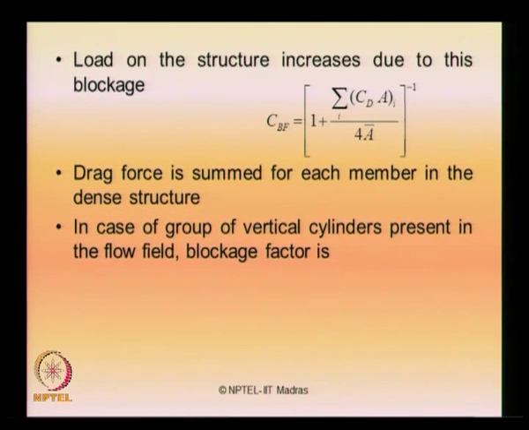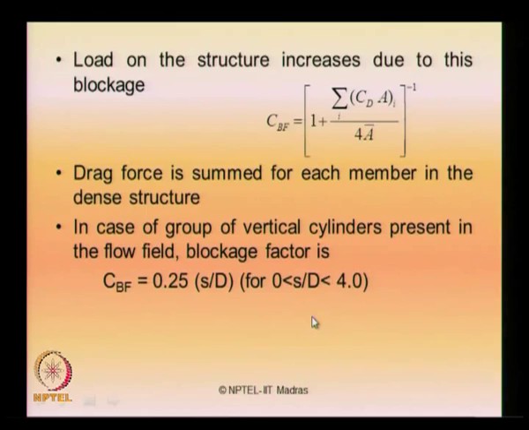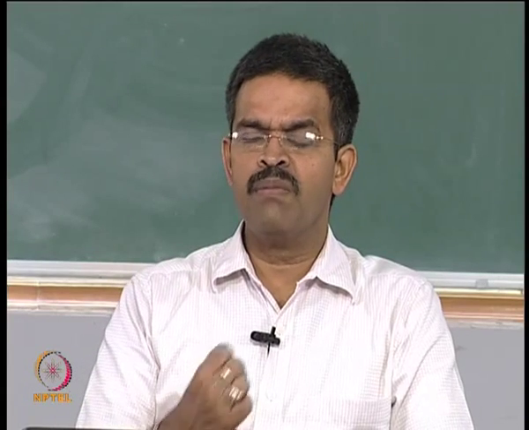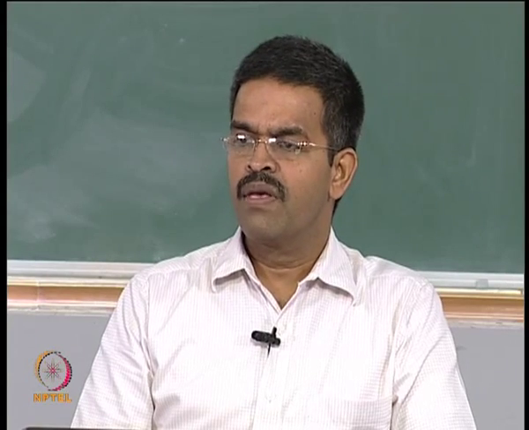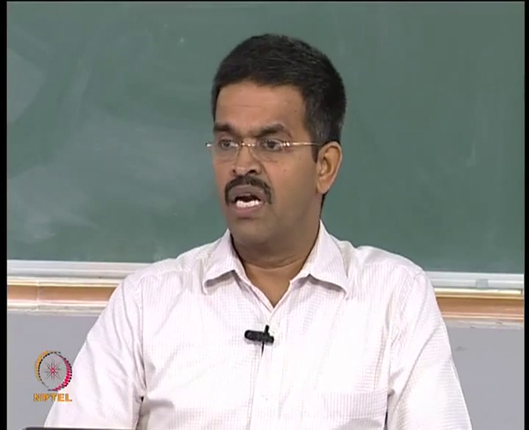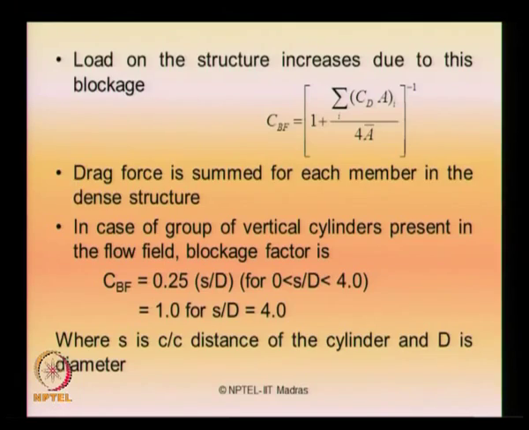In case of a group of vertical cylinders present in the flow field, blockage factor is given by a factor as you see here, where S is the spacing of the member or center to center distance of the cylinder and D of course the diameter of the member. So, it is a function of the spacing or the cylinder distance and of course the diameter. When you talk about a cluster of members in case of, let us say, coastal protection structures or different kinds of marine structures where we are talking about a series of piles driven at closer proximity, then please take care about the increment in the load because of the blockage factor caused by FSI, because this is a function of spacing of the member as well as of course the diameter of the member.